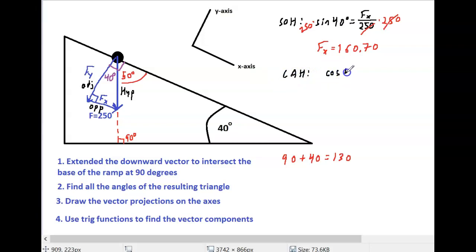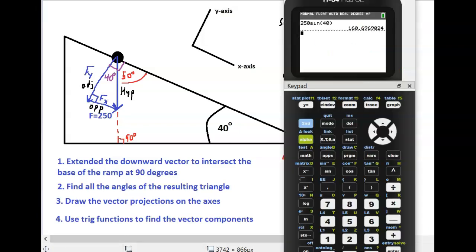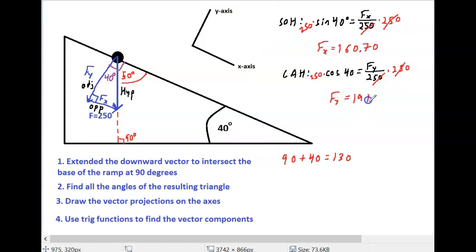Let's use our CAH from SOHCAHTOA, so that's our cosine of 40, adjacent, which is our F_y, over 250, our hypotenuse. Again, multiplying both sides by 250 will give us our y component, 250 cos of 40, which gives us 191.5111. Let's again round that to 2 decimal points, and here are our components.